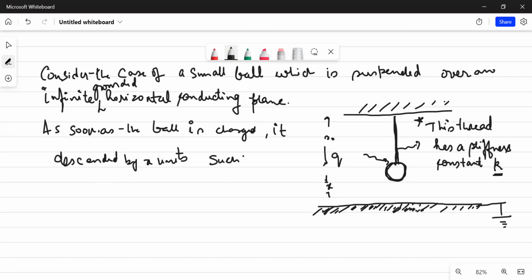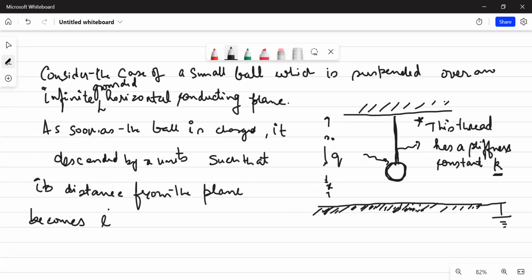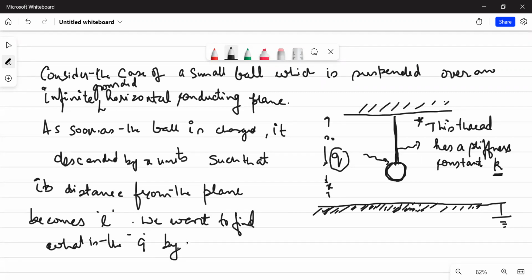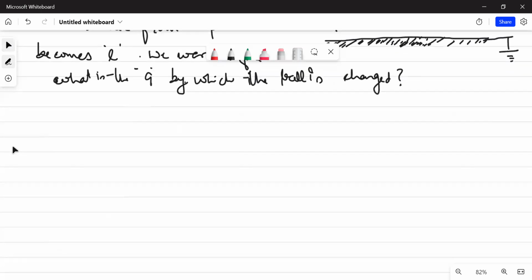Such that its distance from this infinite grounded conducting plane becomes L. Okay, we want to find what is the charge q by which the ball is charged. So we want to know what is that charge q by which your ball is charged. Okay, so let us do this problem.